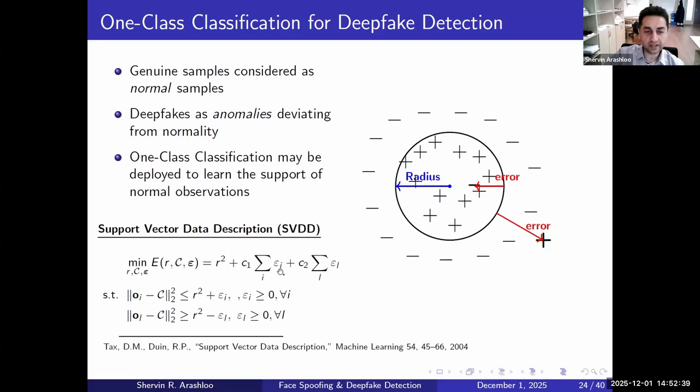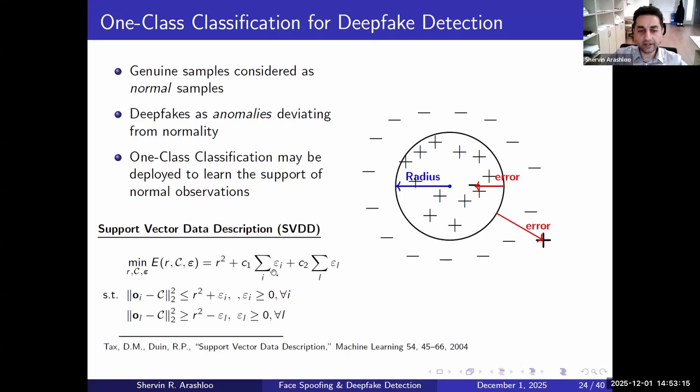R is the radius. These two summations are the summations over these errors, one over positive samples, the other over negative samples. So it is the tightest hypersphere with minimum sum of errors, but it has two constraints, forcing positive samples to fall inside the hypersphere and negative samples to fall outside the hypersphere. So this is a very well-known method, de facto a standard in one-class classification. We started with this method and extended it.